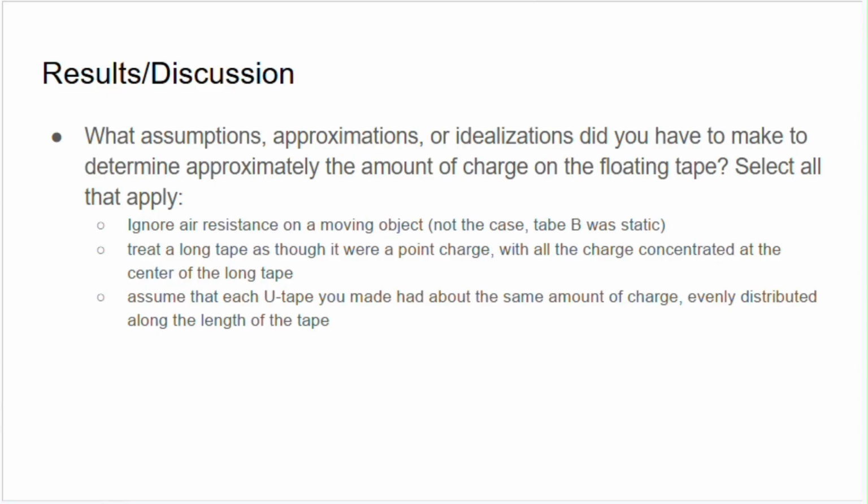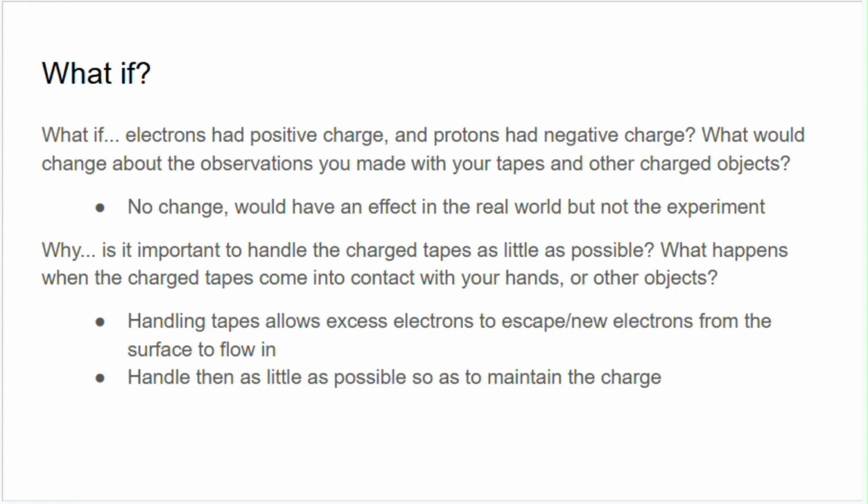The next one was treat a long tape as though it were a point charge with all the charge concentrated at the center of the long tape. And the other one is assume that each U-tape you made had about the same amount of charge, evenly distributed along the length of the tape. Those two are the ones that we had to focus on because otherwise it would have been too complicated to figure out if the charge wasn't located in one center point and if the charge wasn't the same.